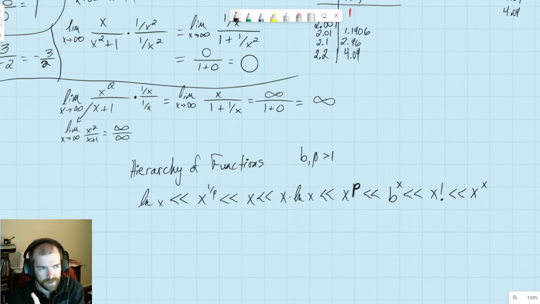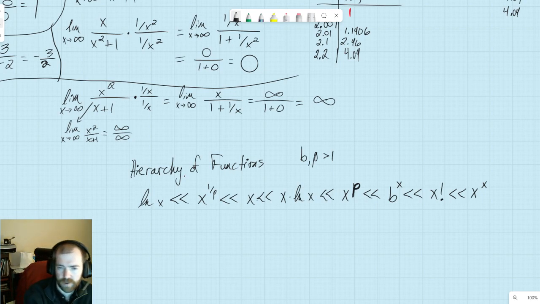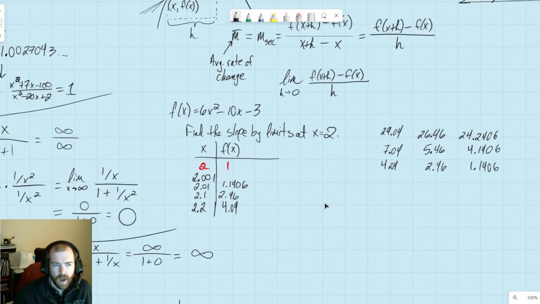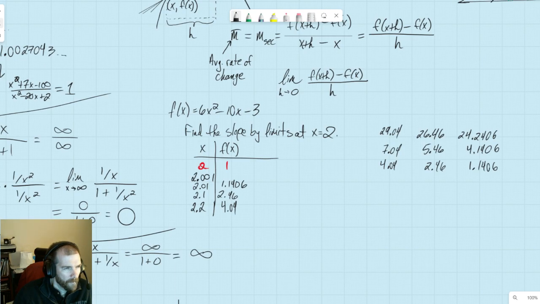Tower functions grow much faster than factorials. So again, when you start talking about growth, it really matters what kind of function you're talking about.